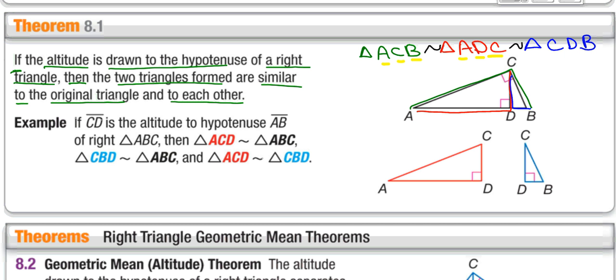It's a little tricky sometimes to find those legs, but if you can identify a long leg and a short leg and then a hypotenuse, sometimes it'll be easier for you to find those.